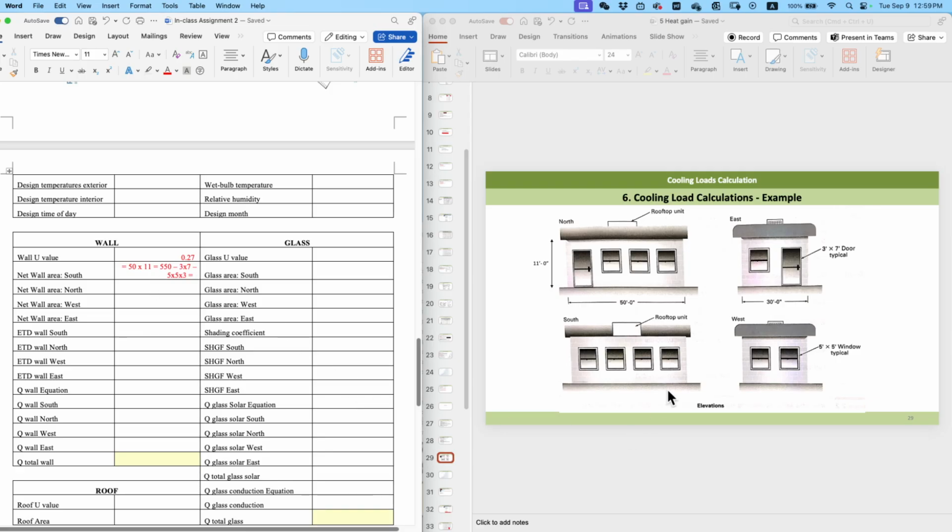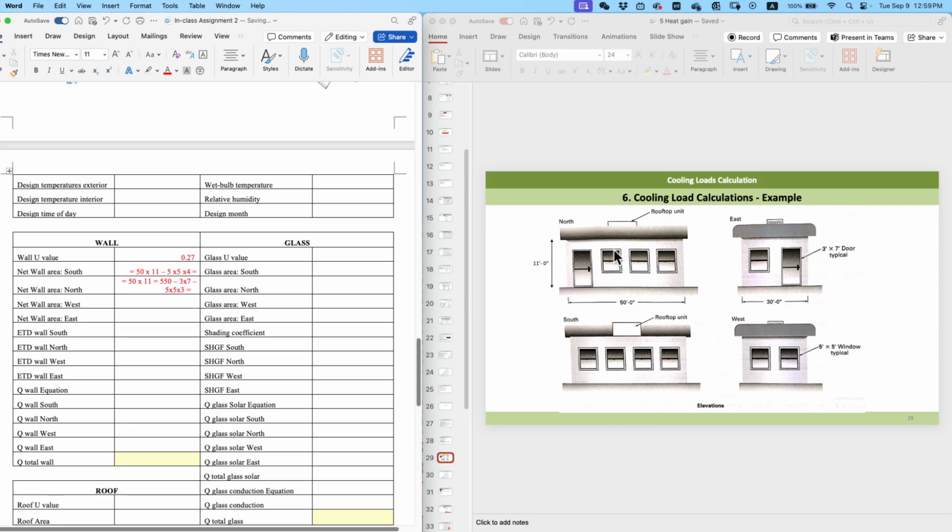And same at the north. Here is for north. This one is for north, and for the south is this one. South includes 4 windows. And what is the gross wall area for south? 50 by 11. So 50 by 11 minus 4 windows. Window is 5 by 5, 5 by 5 by 4. You can get how many square feet for the net wall area south.